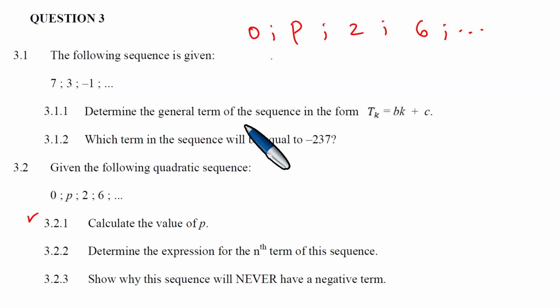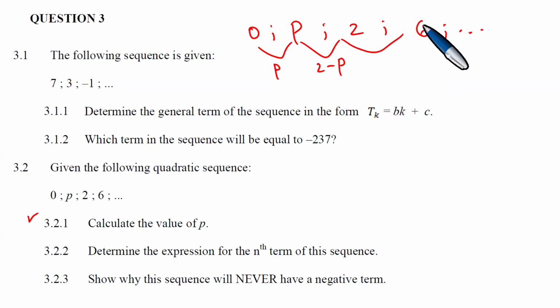Okay, that's easy because it's quadratic, then you must find the differences. So you must say p minus 0, which is p. 2 minus p. 6 minus 2. What is 6 minus 2? The 4. And then you find the difference here. Here you have 2 minus p, which is 2 minus 2p. 4 minus 2. What is 4 minus 2? It's 2. And then it's going to be plus p because you're going to say 4 minus this.